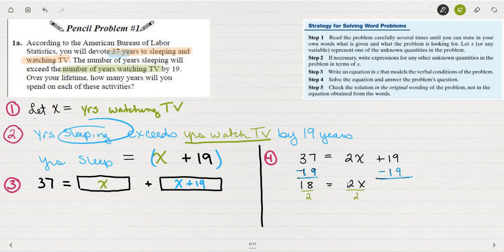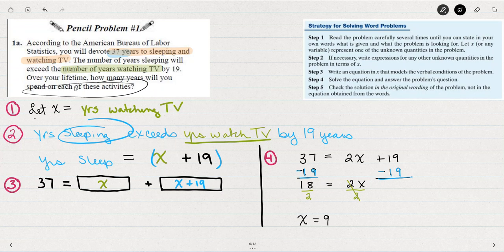So we get that this 2 divided by 2 is just 1, so we get that x equals 18 divided by 2, or in other words, x equals 9. Now some students make a small mistake of saying, okay, I'm finished, I solved for x. But the problem didn't ask us to solve for x, the problem asked us to answer this question: over your lifetime, how many years will you spend on each of these activities?